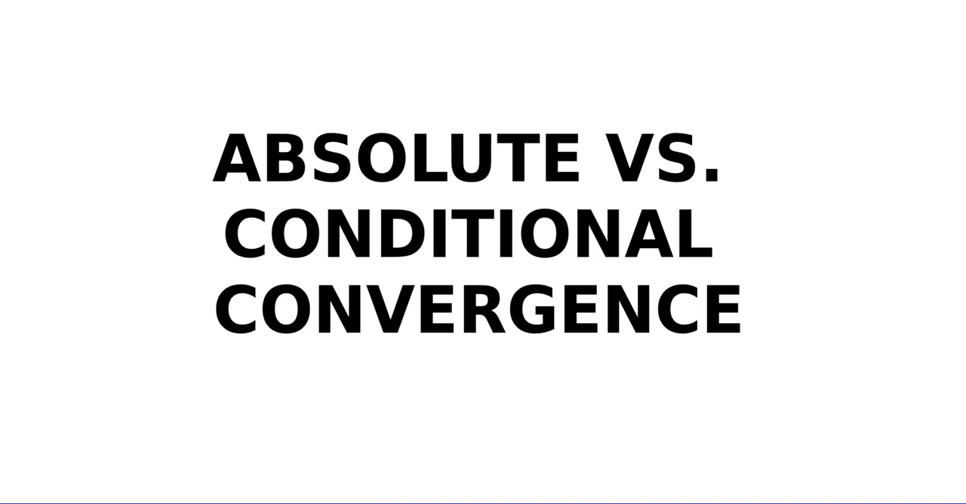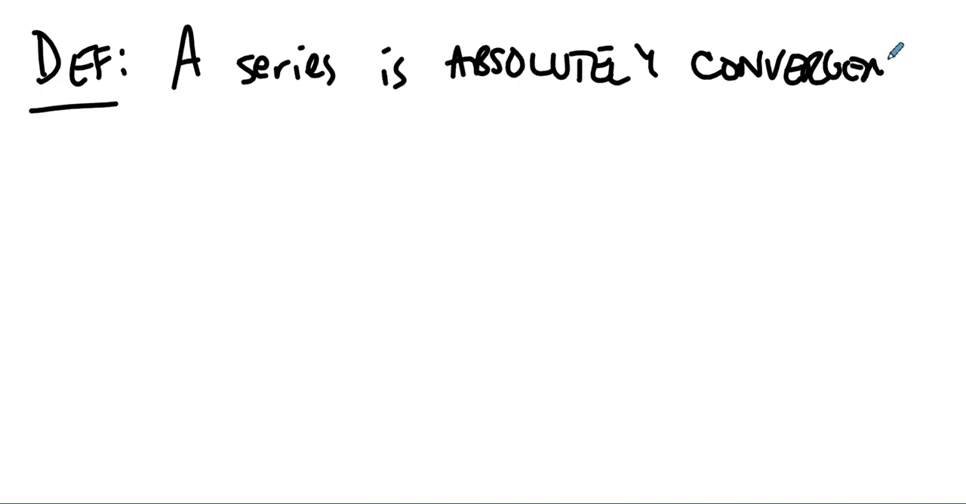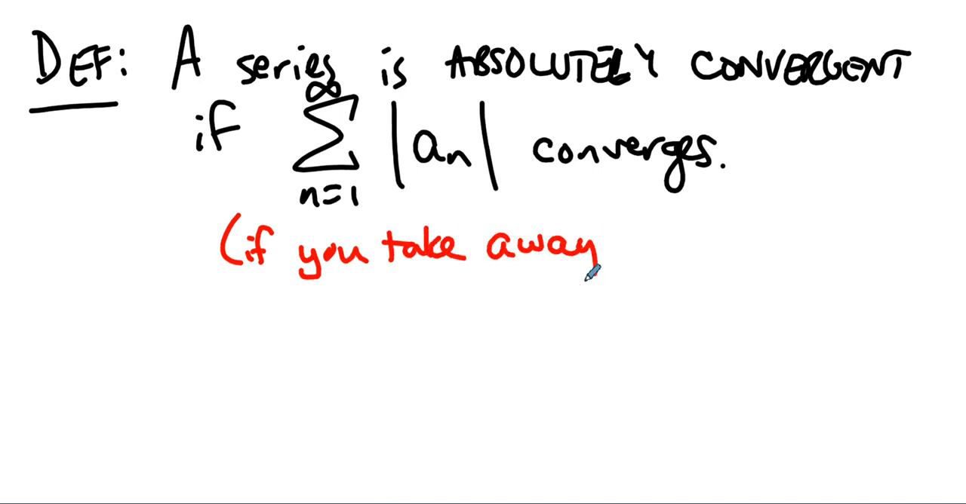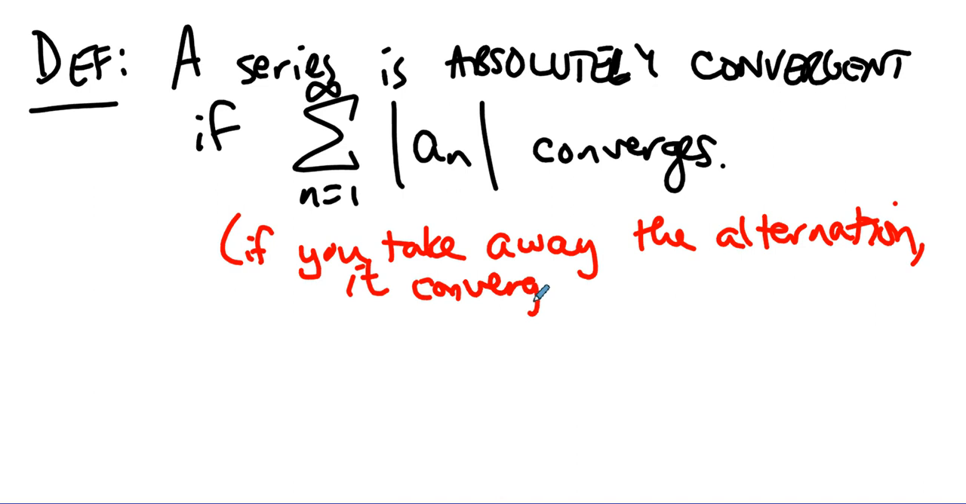So in this video, we take a look at alternating series to determine if they converge absolutely or if they converge conditionally. And so some definitions are in order. We say that a series is absolutely convergent if the sum of the absolute value of the a sub n's converges. What does that mean? It means if you take away the alternation, it converges anyway. That's what that means.